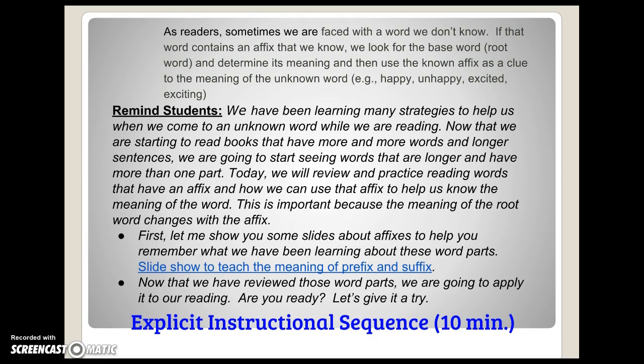First, let me show you some slides about affixes to help you remember what we've been learning about these word parts. Here you will pause the lesson for a few minutes to show them this slide. After the slide, you might say, now that we have reviewed those word parts, we are going to apply it to our reading. Are you ready? Let's give it a try.